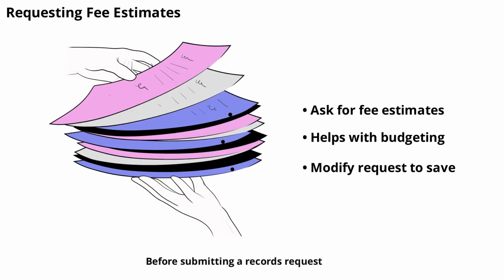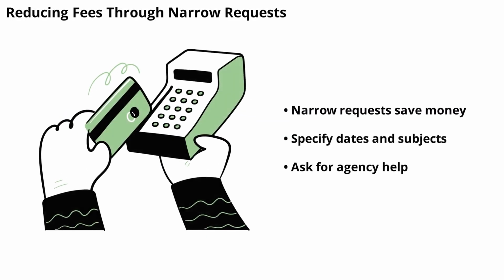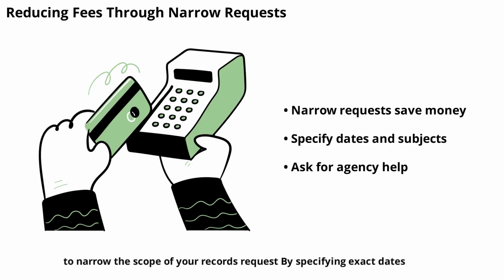Before submitting a records request, you can ask the agency for an estimate of the fees you might incur. This estimate should include all potential charges, such as search, duplication, and review fees. Having an estimate helps you budget for your request and decide whether to proceed, modify, or narrow your request to reduce costs.